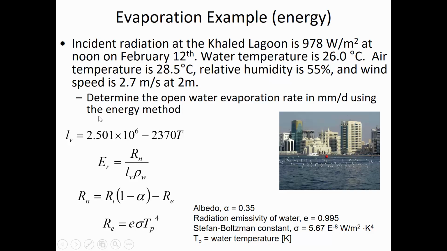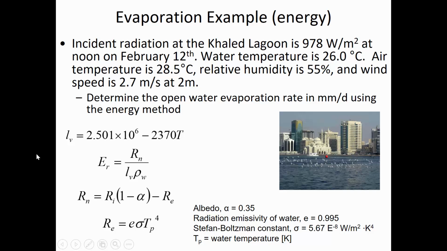But let's just use this energy approach to estimate what the evaporation rate is going to be in millimeters per day. Now, a word about the units here. This evaporation rate, you're going to get in meters per second. The units that come out of that, E sub r, the evaporation rate, is meters per second. And so you need to convert it from meters to millimeters and then from seconds to day to get the rate in the units that are needed in this problem.